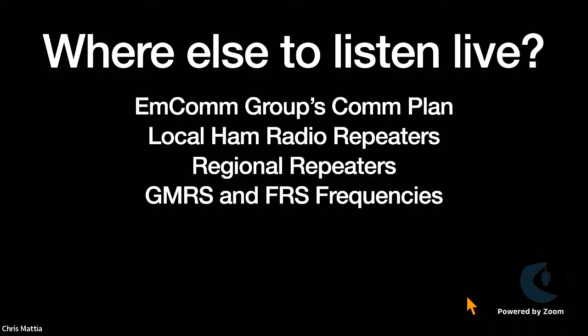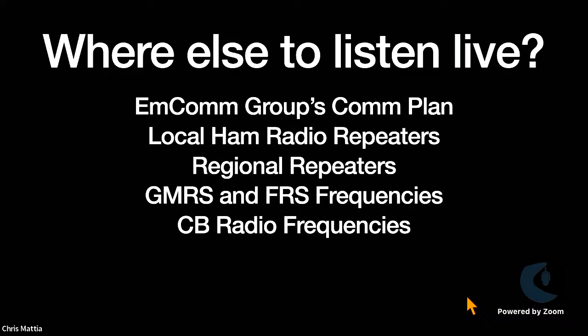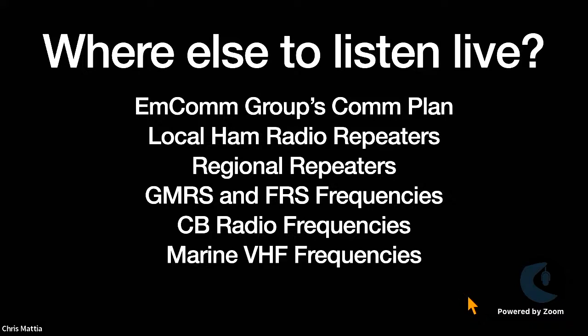You may want to listen to your GMRS and FRS frequencies, especially in your local community. That's usually where the non-hams are going to be. Having some of those radios, having the capability to listen in on those, can be really helpful. CB radio frequencies. Let's say you're in a disaster area, and we're trying to bring some large shipments or trucks in to get information. More than likely, they're not going to be on the ham frequencies, or on some of these other frequencies. The drivers may very well be on CBs. And so it's a good idea to have one of those that you can still listen to.